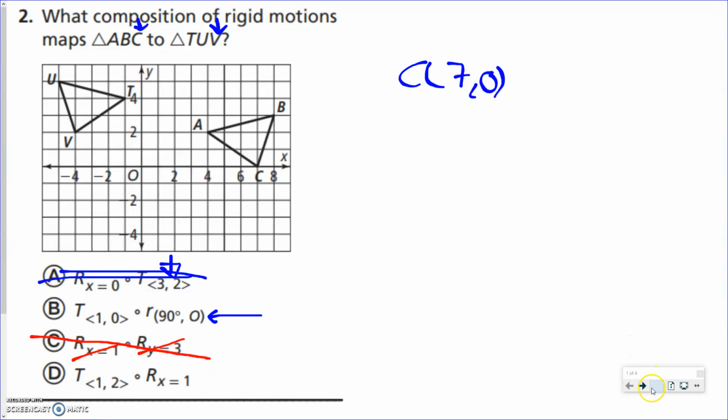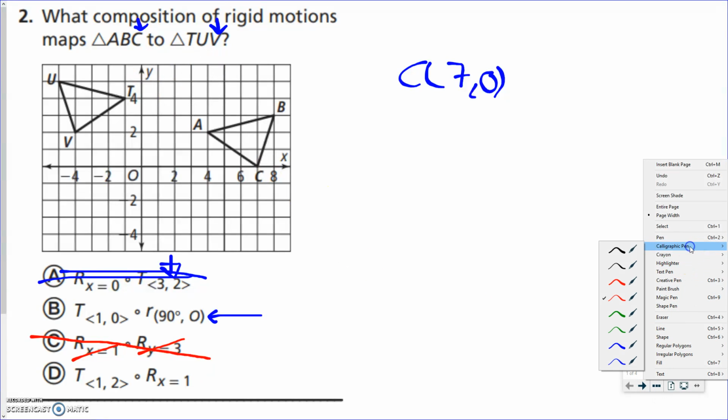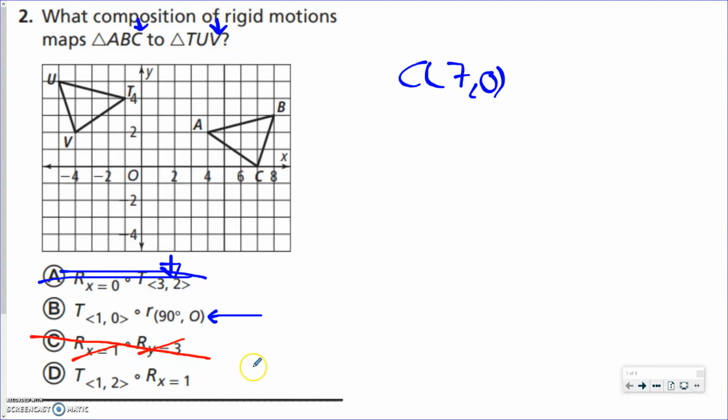Okay, last one. Let's do the green. This time we want to do a reflection. X is equal to 1 first.